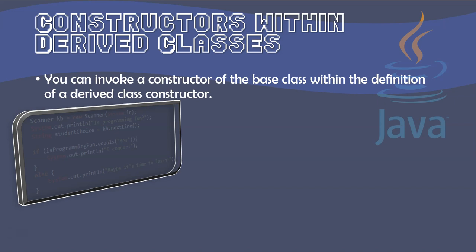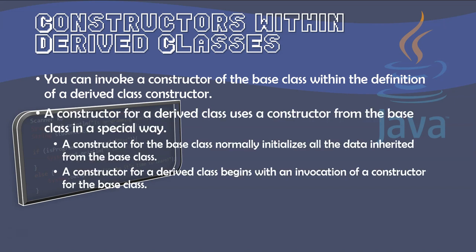Well, the first thing we need to understand is that when you invoke a constructor of the base class within the definition of a derived class, you can still use those same constructors. We want to be able to do this because we want those instance variables, for example, that exist within the base class. So a constructor for a derived class uses a constructor from the base class in a special way. First, the constructor for the base class normally initializes all the data inherited from the base class.